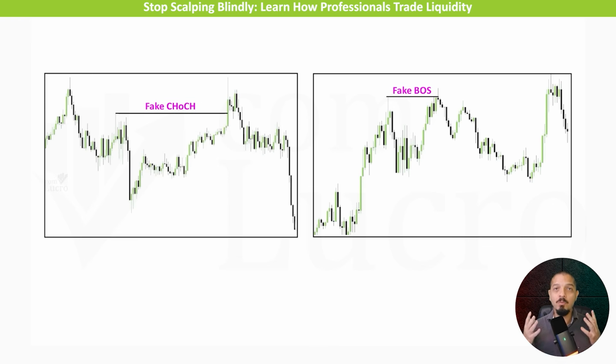Now, let's start with the structural inducement. Among all types, structural inducement is the most important because it happens directly inside market structure and forms patterns you see every single day. A structural inducement occurs when price creates a fake structure shift, like a false CHOCH or a misleading BOS that tricks traders into entering early or in the wrong direction.